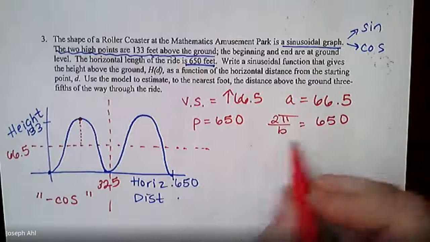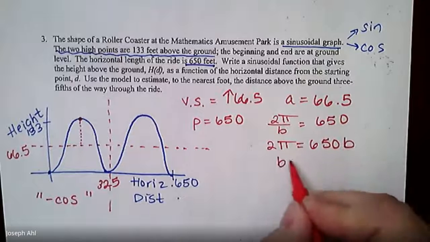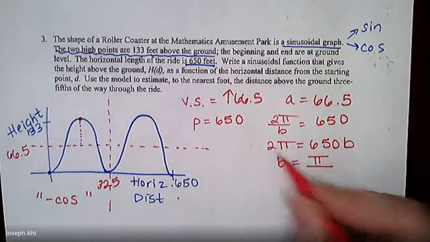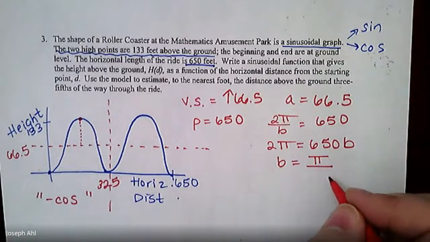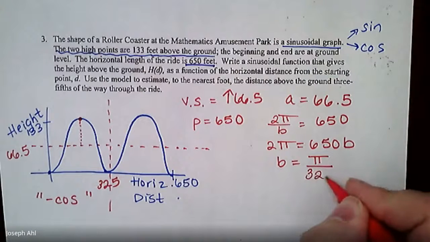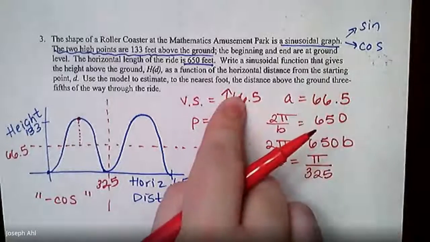Period is 2 pi divided by b. So if I set that equal to 650, we get that 2 pi equals 650b, and therefore b is equal to pi over, well, let's see, if I divide by 650, 2 goes in 325 times. Okay, so we've got our value of b, we've got a, we've got the vertical shift.